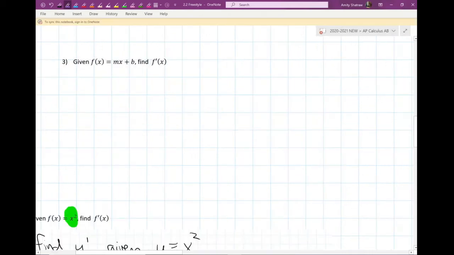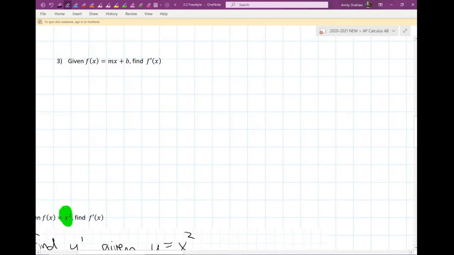Ta-da! So hopefully we're ready now to do f of x equals mx plus b, which is just the generic form of a linear equation where m is your slope and b is your y-intercept. And I'll mention that b is just a constant, and so I'm expecting it to drop out because the derivative of a constant is 0. So let's see if that actually happens.